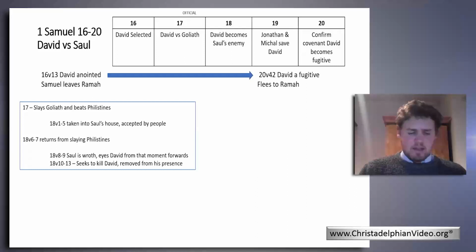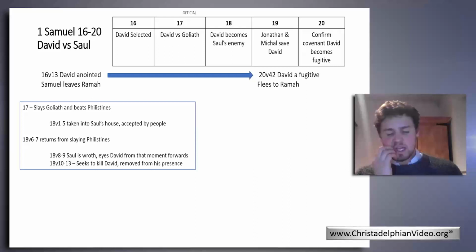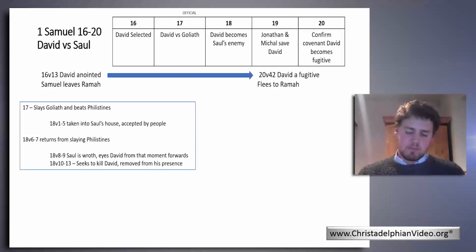And again, that harks back to the prayer of Hannah and the principle that seems to run throughout the books of Samuel, of God lifting up and bringing low. Not that that necessarily is God bringing David low in this case, but there is a parallel to be made between what happens to Samuel and what happens to David in this passage. Because we see that in chapter 17, he slays Goliath and he beats the Philistines.